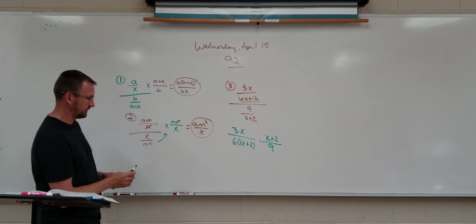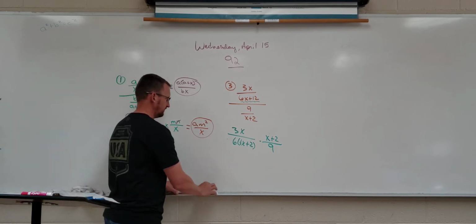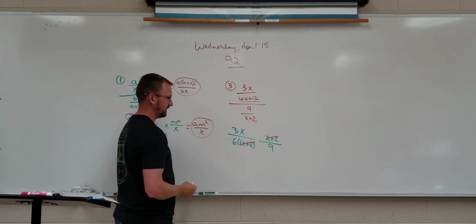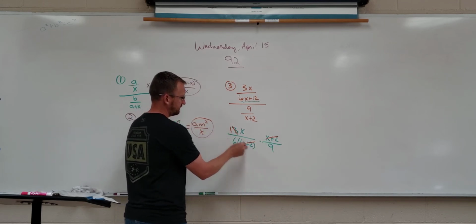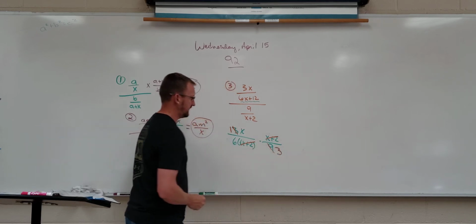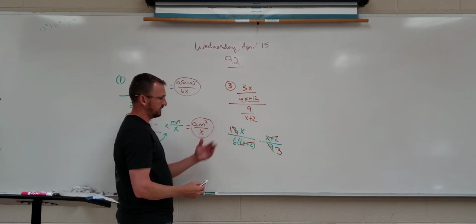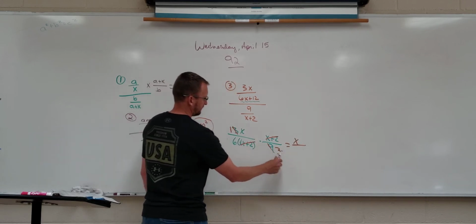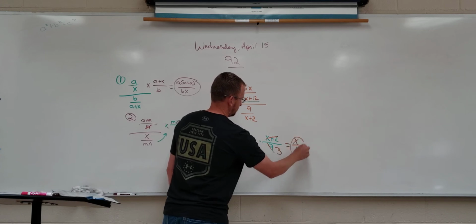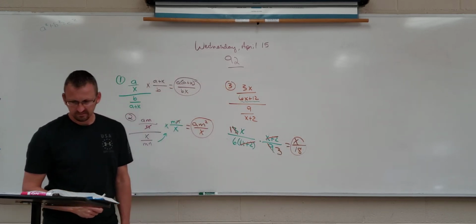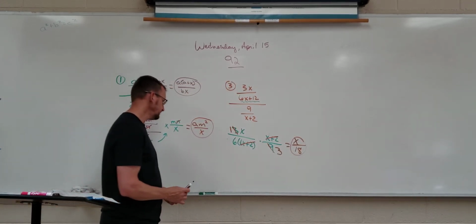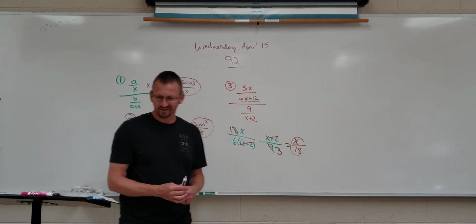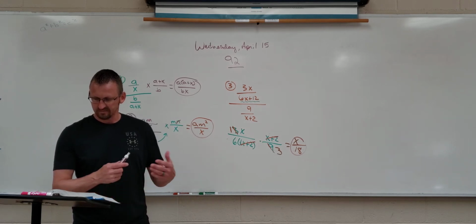Again, is there something that we can cancel? Absolutely. We can cancel out the x plus 2's. What else? Well, 3 goes into 9 3 times. So up top, I'm simply left with x over 6 times 3, which is 18. X over 18. And yes, they do get a little bit trickier.